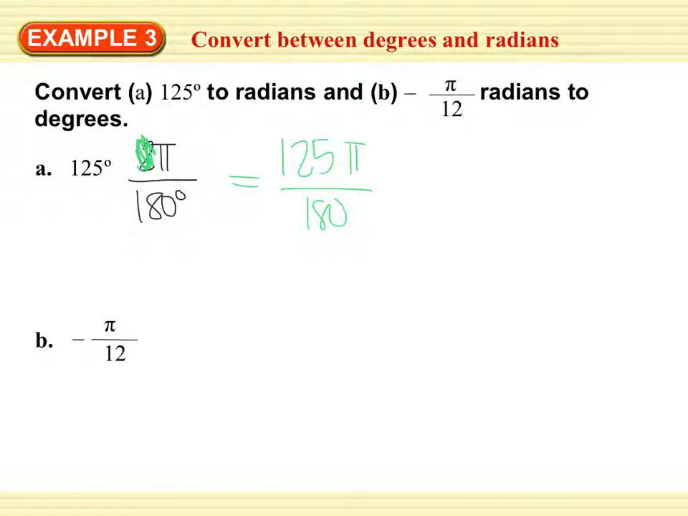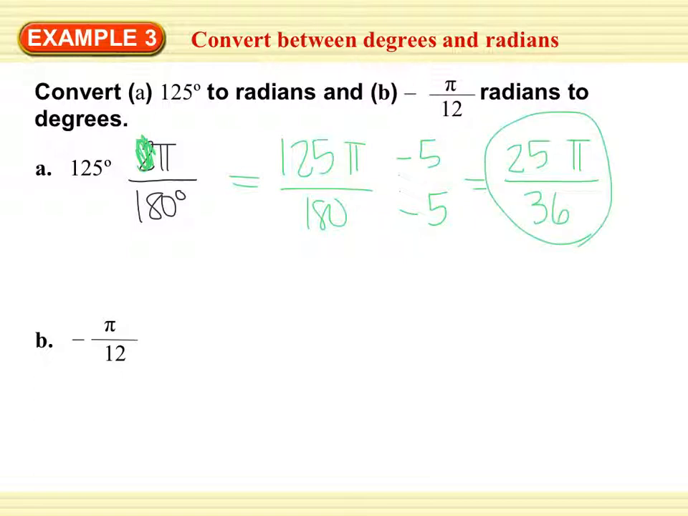What can I divide that by? 15? No. Okay, hold on. Let's divide the top and the bottom by 5 and see where that gets us. 125 divided by 5 is 25, so 25 pi over 180 divided by 5 is 36. So that is 25 pi over 36 radians.